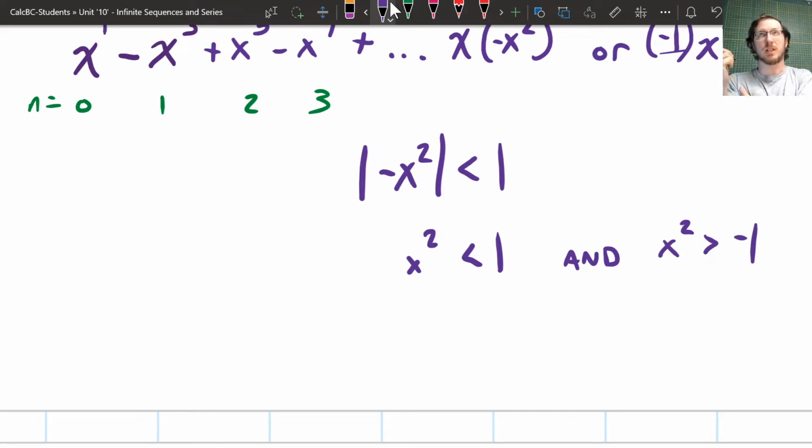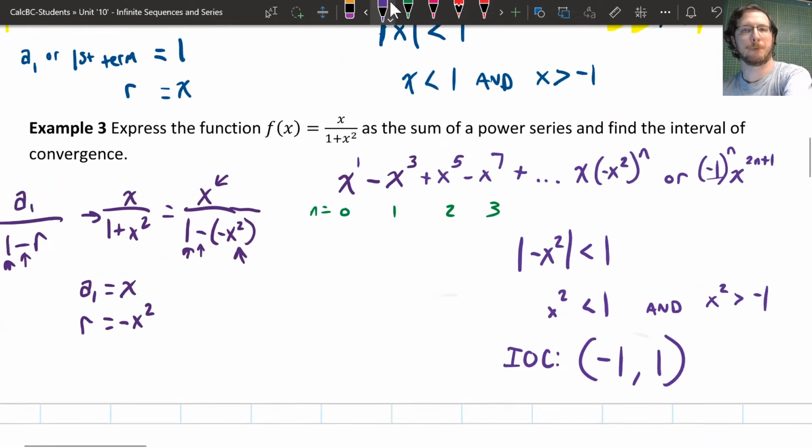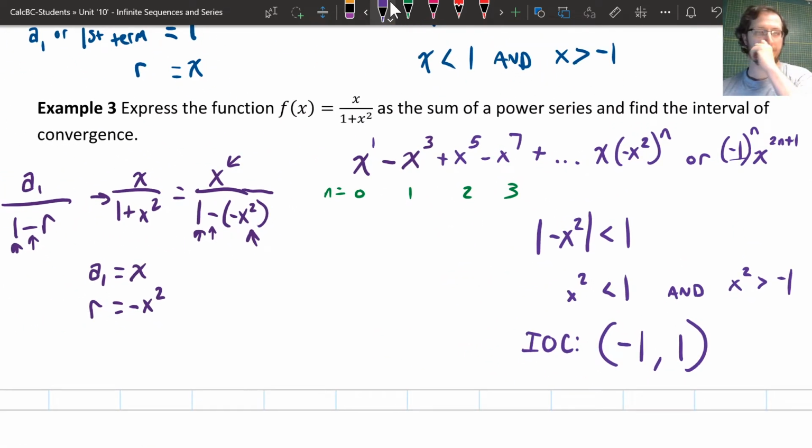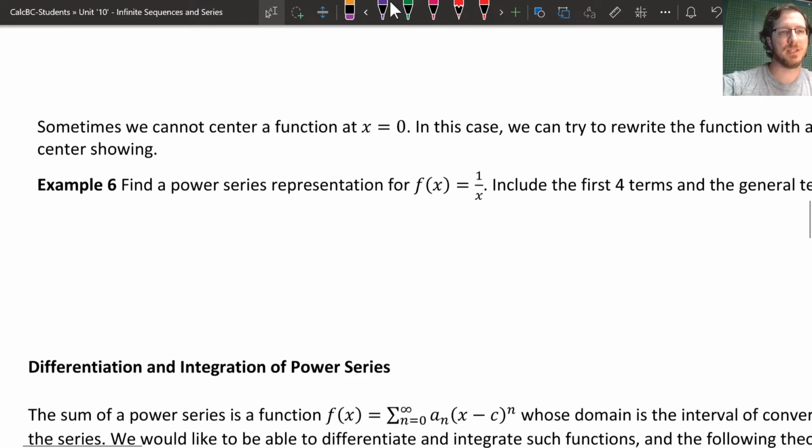All right, well, if x squared is less than 1, x squared is always positive. So what can we square to get 1? It's just 1. So we're looking at between negative 1 and 1 for our interval of convergence. All right, looking good for example 3. Let's move on. 4, 5, 6. We've got 3 more to go.